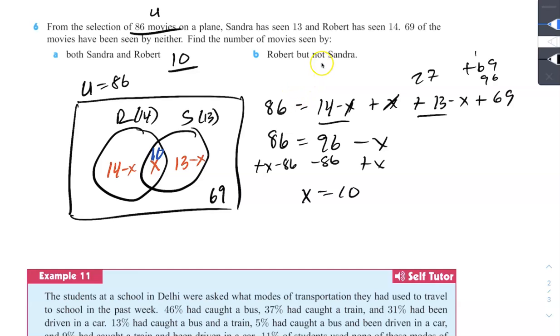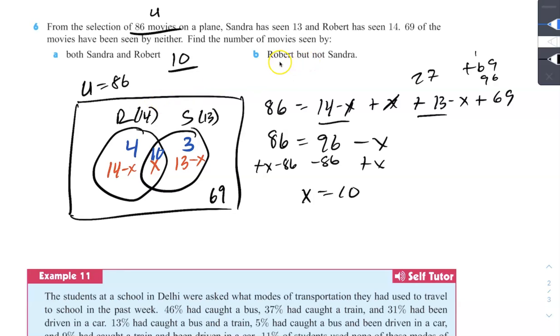Robert, but not Sandra. So now for the next question, I actually got to fill out the rest of it. So again, this is 10. Now, like I did last time, you can do 14 minus 10 or just plug 10 into here. You're going to get 4 and you're going to get 3. So now I have a whole Venn diagram, right? The intersection is 10. The portion right here that only Robert's seen is 4. The portion right here, movies that only Sandra's seen, is 3. And movies that neither of them have seen is 69. And the whole universe is 86.